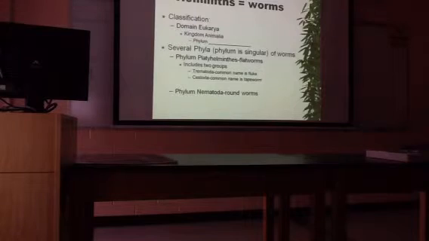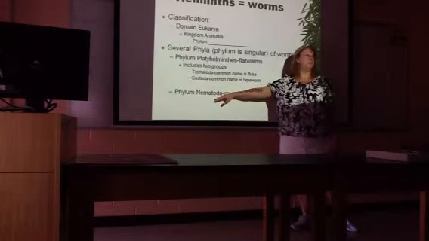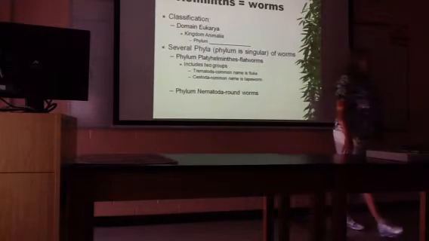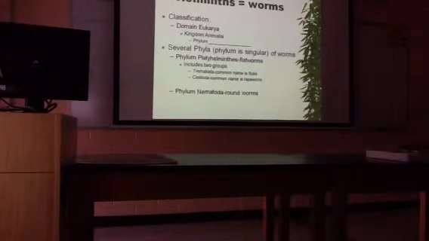The last 4, Enterobias through Trichinella, are phylum Nematoda. And there aren't any groups under this. It's just straight up phylum Nematoda. So the last 4, Enterobias through Trichinella. Phylum Nematoda. Those are your roundworms.